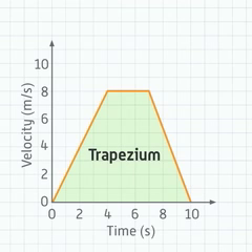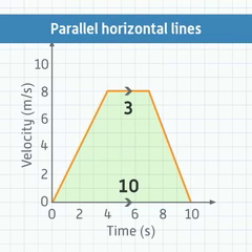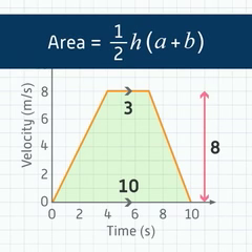The graph forms a trapezium, with parallel horizontal lines of length 3 and 10 and with height 8. We find the area of a trapezium by adding the lengths of the parallel sides, dividing this by 2, then multiplying by the perpendicular height. This is the perpendicular distance between the 2 parallel sides.